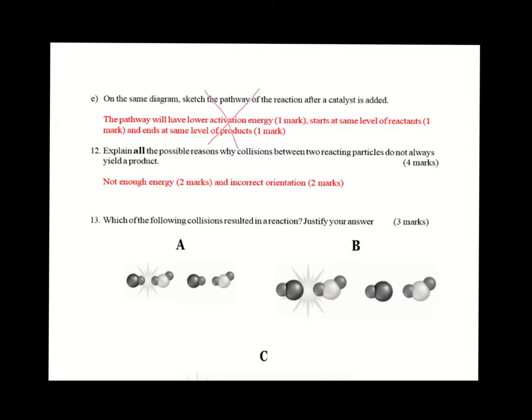Explain all possible reasons why collision between two reacting particles don't always yield a product. In order for the collision to yield a product, enough energy is required and the correct orientation is also required.